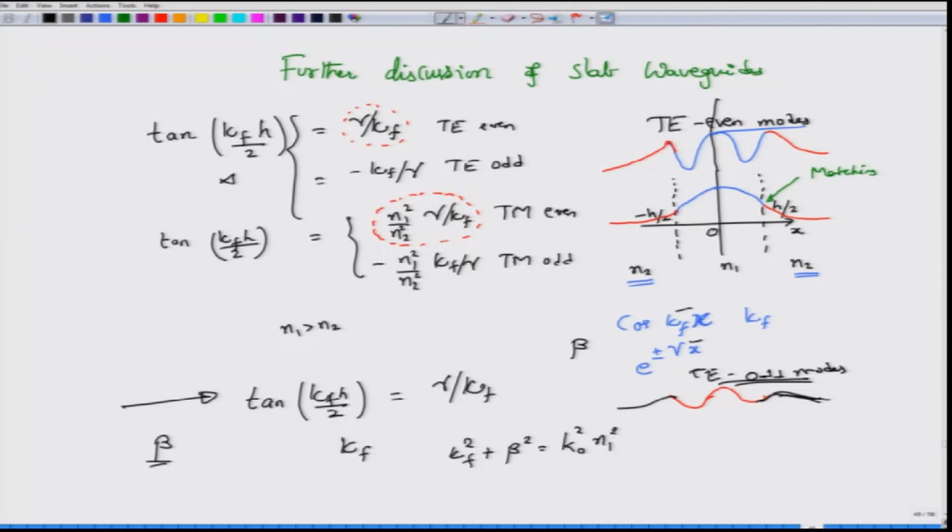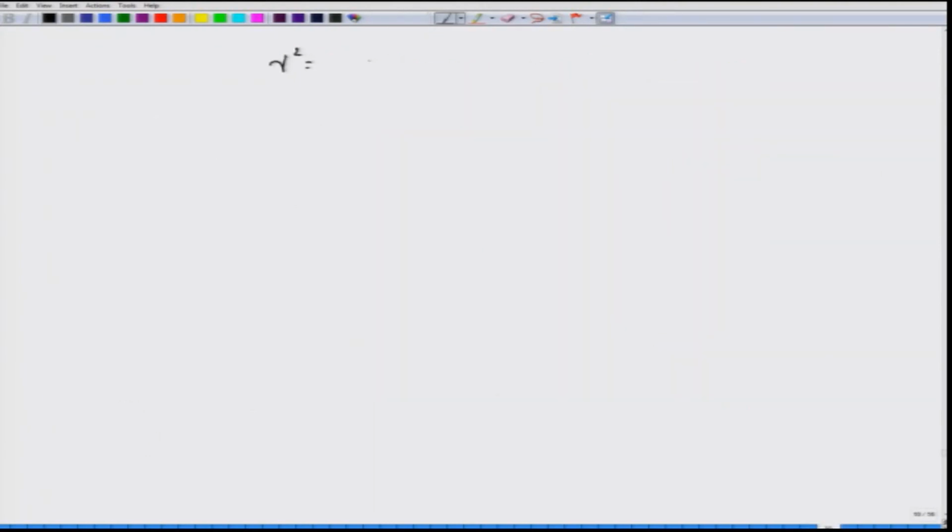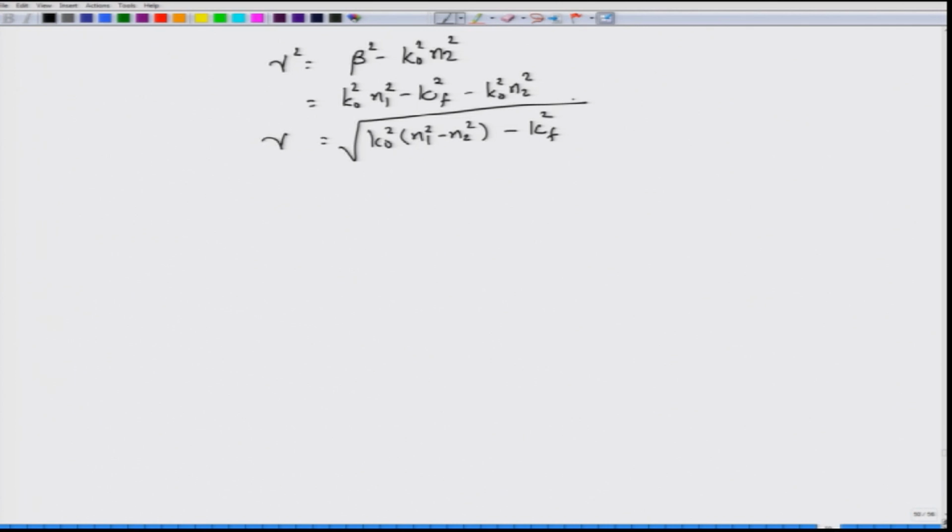So, now my job of course would be to express gamma in terms of kappa. That is rather easily done, because gamma square at least is given by beta square minus k0 square n2 square. Of course, beta square is nothing but k0 square n1 square minus kappa f square. Kappa f will be treated as the variable in these equations. Okay. So, minus k0 square n2 square as it is. So, you can group the terms and then essentially obtain gamma in terms of kappa f. So, now you can substitute for gamma in this expression.